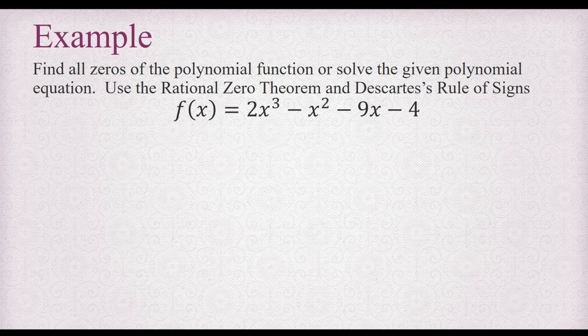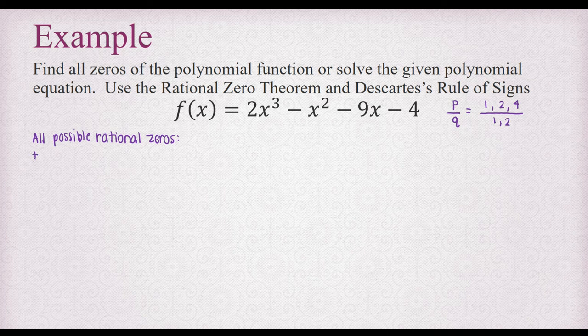So let's talk about first finding all possible rational zeros. That means I need to think about P over Q. So I need to know what's my P value, what's my Q value. So my P value is 4. So I'm thinking 1, 2, and 4. Those are going to be all of the factors of P. Q is 2. So that means it's 1 and 2.